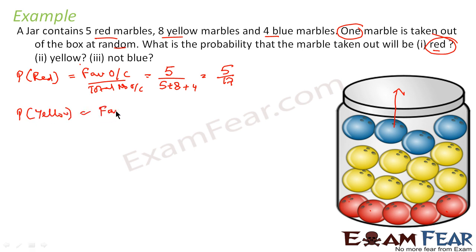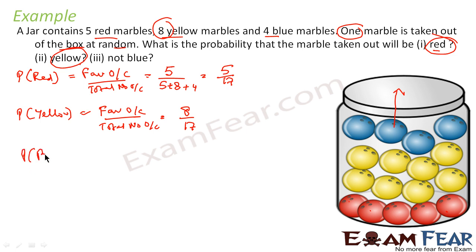Second thing is probability of yellow ball. Here also same thing, favorable outcome by total number of outcome. So what is the favorable outcome here? For yellow there are 8 yellow marbles. So I'll say 8 by total number of marbles, which is 17. We have done here 8 by 17. This is also done.